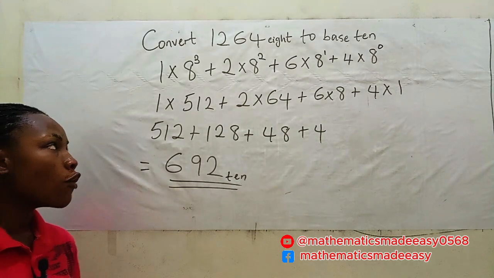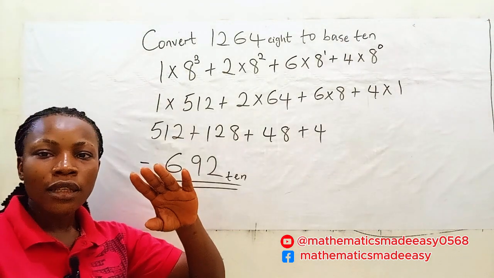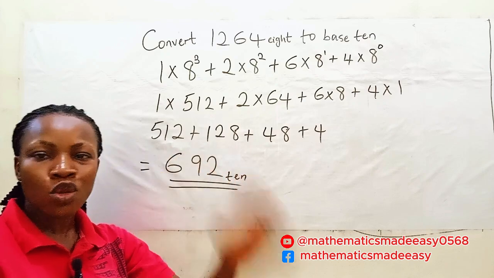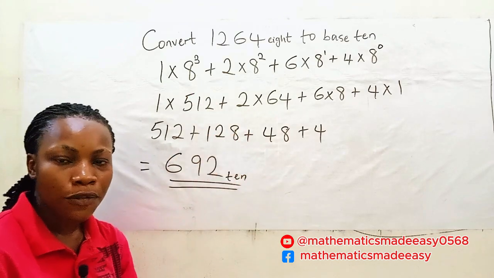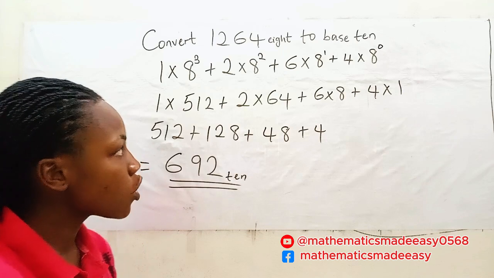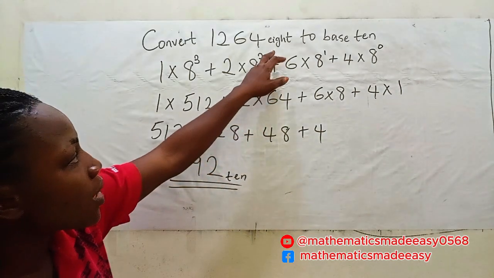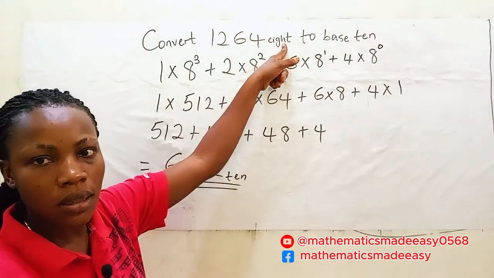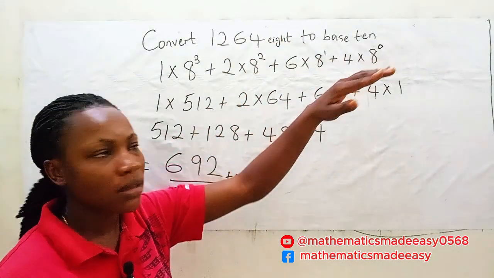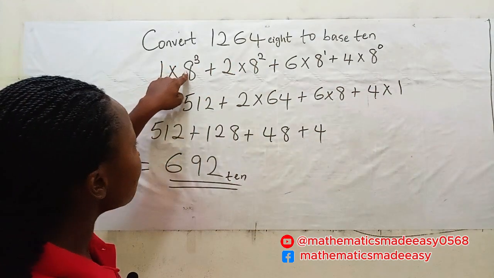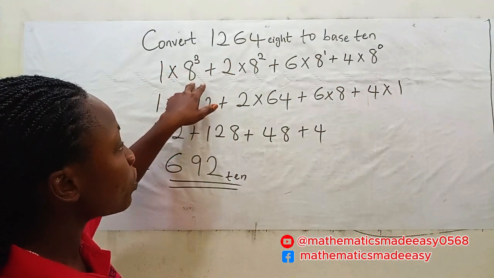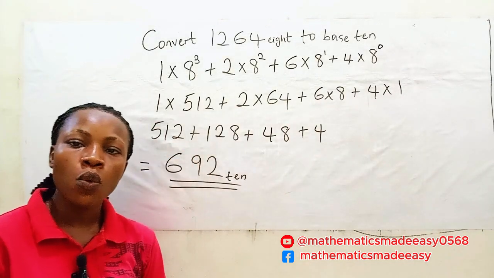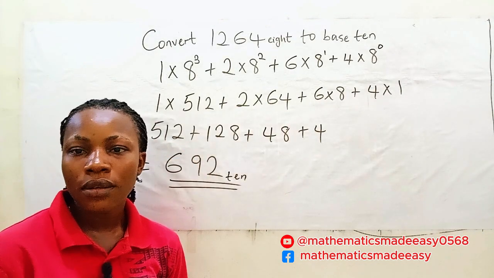So this is how to convert any number in any base, maybe in base 2, 3, 4, 5, 6, 7, to base 10. Right, so this is how to do it. Assuming this number is in base 9 and we have to convert it to base 10, the place where we have 8, it will be 9. Then we'll solve it the same way and get our final answer.